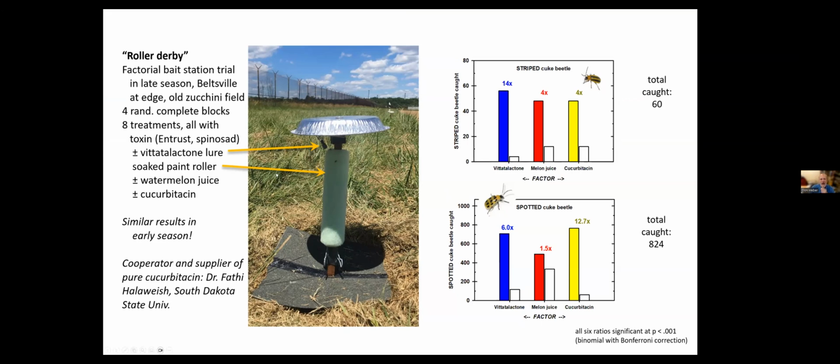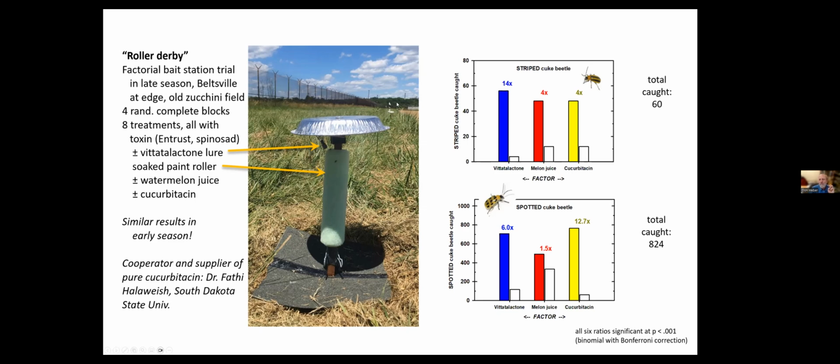And so that's a paint roller. That's a pie tin. That's a roof shingle. This is a binder clip. There's not a lot of expensive stuff here, except that lure costs about $4 a piece. They last for 2 weeks.